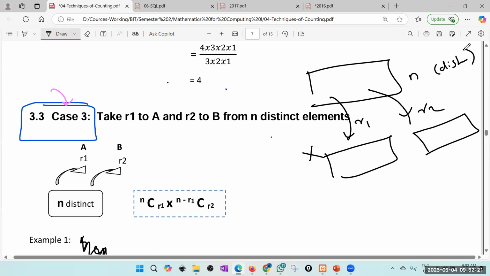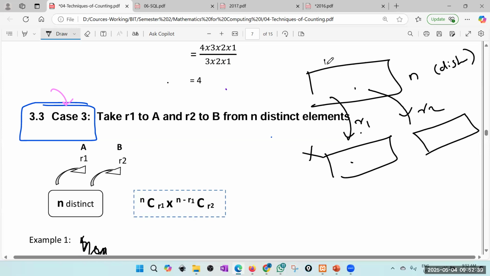So then we take R2 number of elements for something else. We have in this thing anyway. Obviously, R1 plus R2 must be less than N. So our requirement is we take R1 out of N, and then from the rest of the guys, we take R2. How many ways can we select?